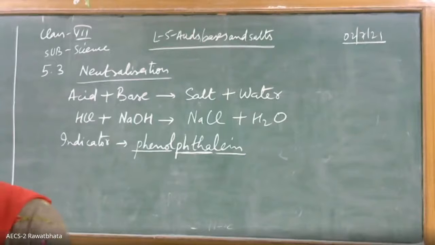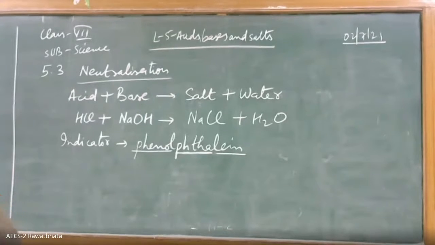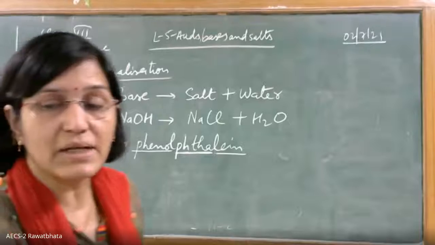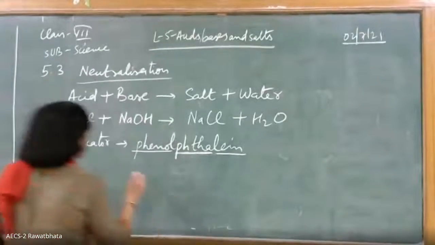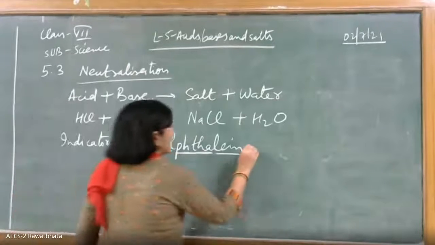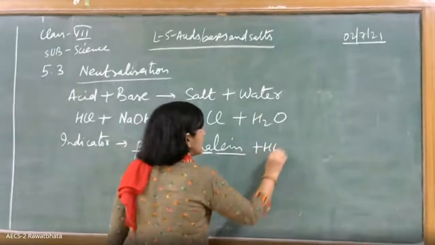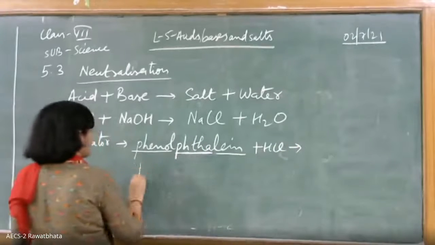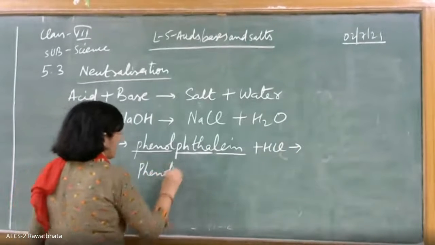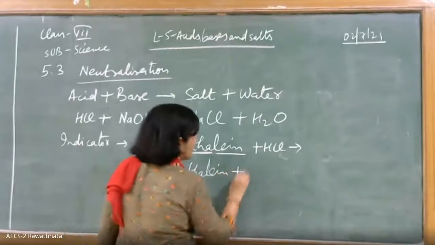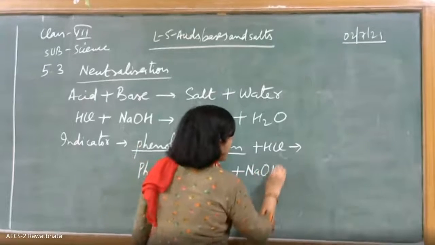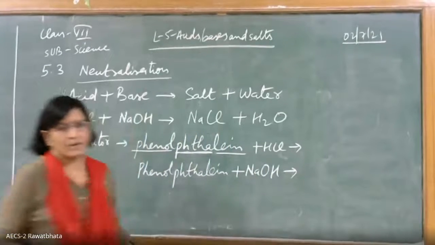And we are taking this from activity number 5.5. Let's see what colors it imparts. Let me not write, and let me see what phenolphthalein is going to do once it is exposed to HCl, and once phenolphthalein is exposed to a base. What could be the color?